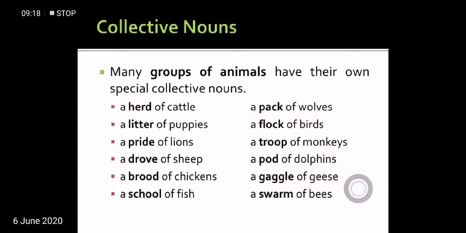a gaggle of geese. So don't you think we have here some sort of consonants? Okay, a swarm of bees.